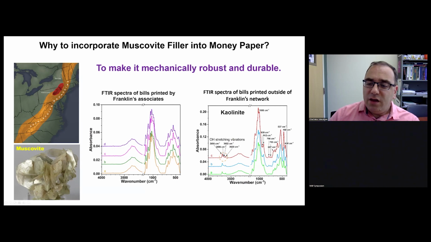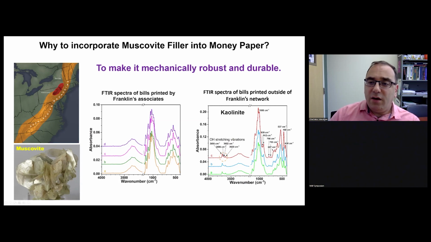Kaolinite is a very good mineral which has been used for a long time in paper, and all of the colonial printers' paper, except Franklin's, most of them have this kaolinite. So kaolinite was also used to make paper money more robust and also whiter. So Franklin, or Newhouse, somehow decided not to use it, and they incorporated these crystals inside the paper.